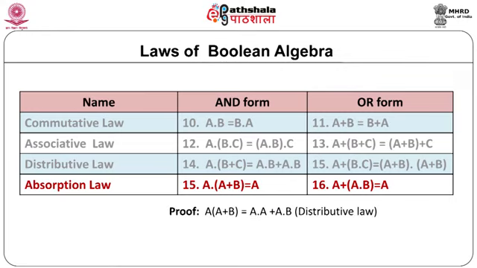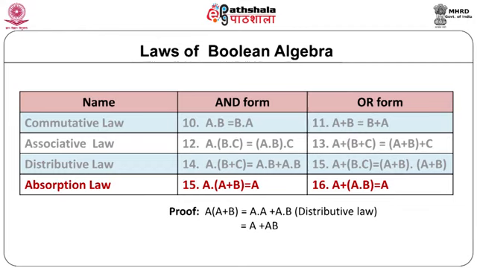Let us now discuss the absorption law. The AND form of the law is A(A OR B) equals, let us write the left hand side, A ANDed with (A ORed with A and B). As we know, A ANDed with A results in the same variable A, therefore we get A ORed with A and B.